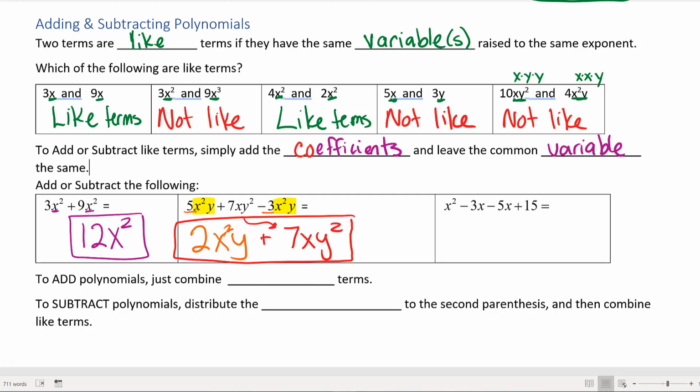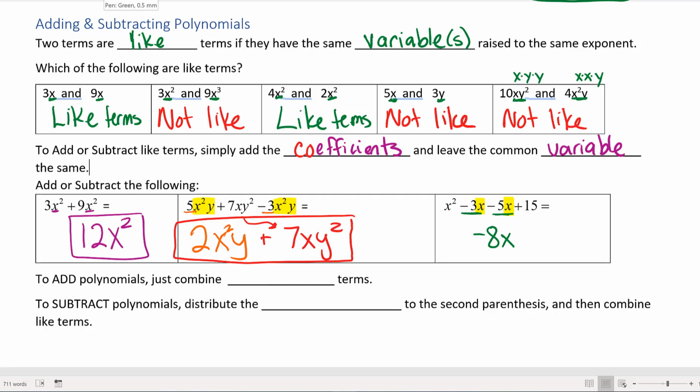On the next one, x squared minus 3x minus 5x plus 15. The only two that are like terms are the two that have just plain x. So those two can add together. So I have minus 3x minus 5x. That adds to minus 8x. Notice the x stayed the same.